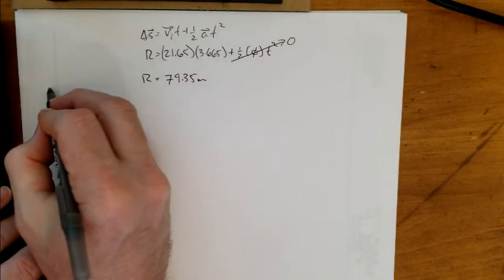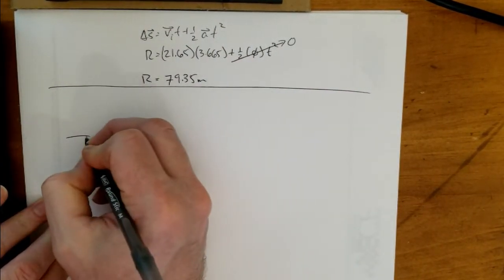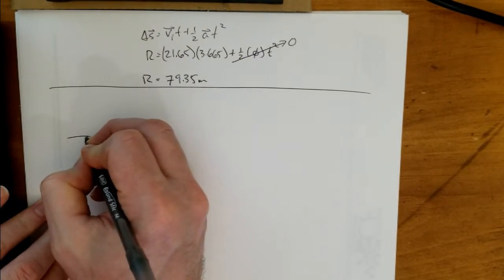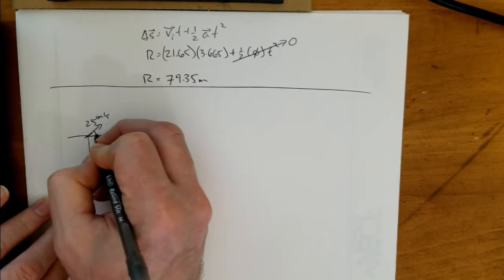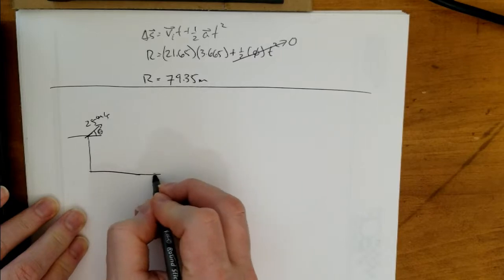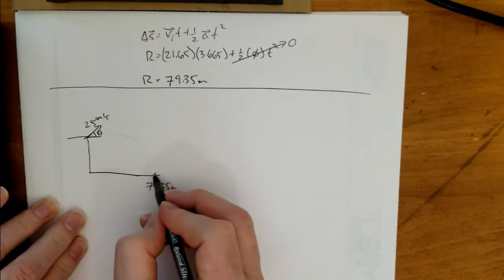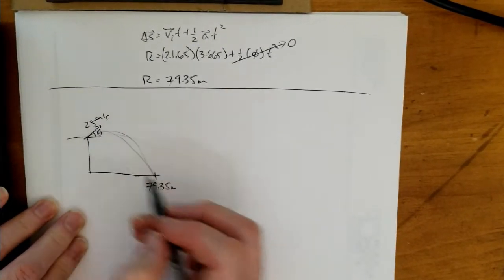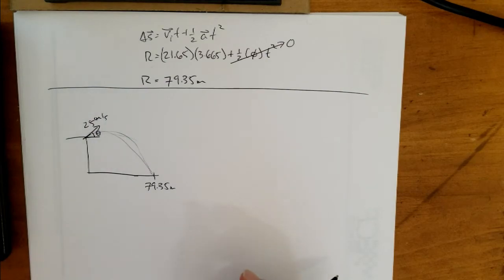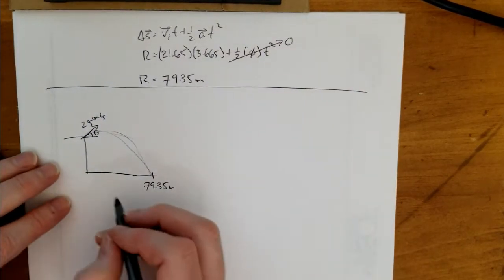Now we can change this problem around some. I'm shooting this thing at 25 meters per second at some angle theta, and it's going to land 79.35 meters away. And the question is, what is the angle? Now, obviously, it should be 30 degrees if we've done it correctly. But let's just work through this type of problem.